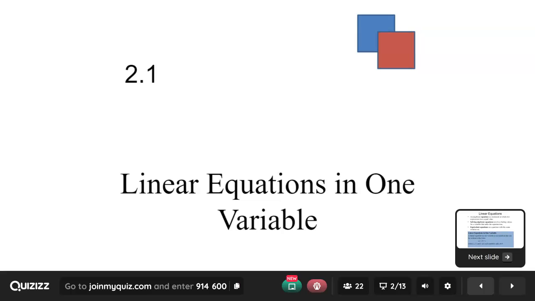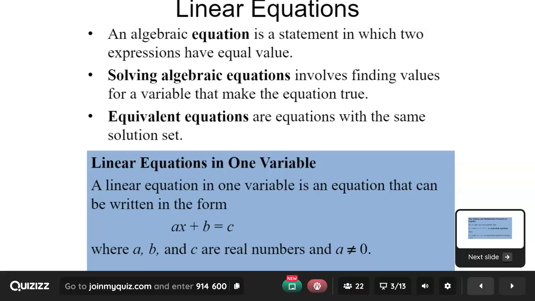So linear equations in one variable we're going to start with. Remind me, what's the difference between an equation and an expression? The equation has an answer or an equal sign. Okay. Last unit was a lot of expressions. Now we're doing similar stuff with equations.